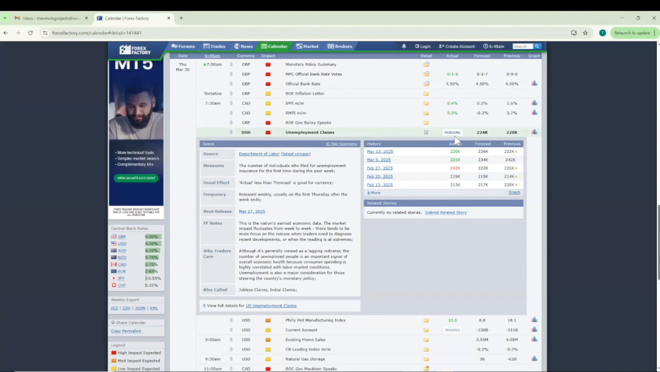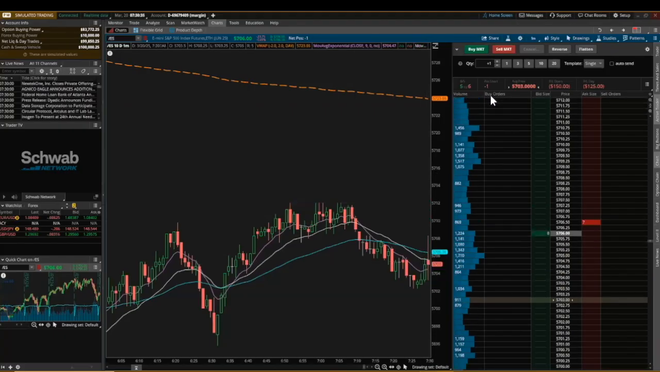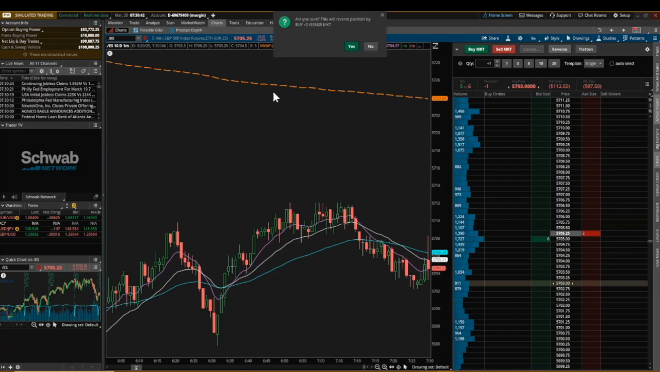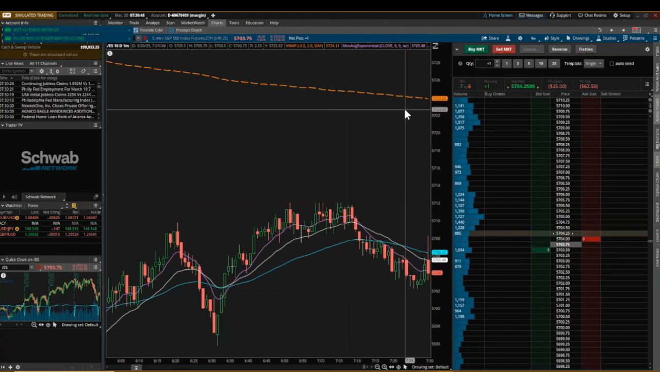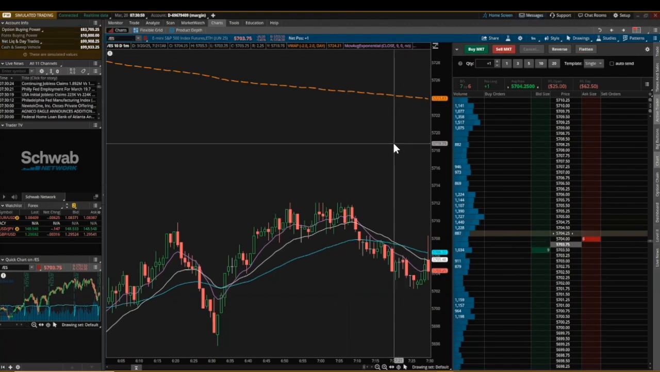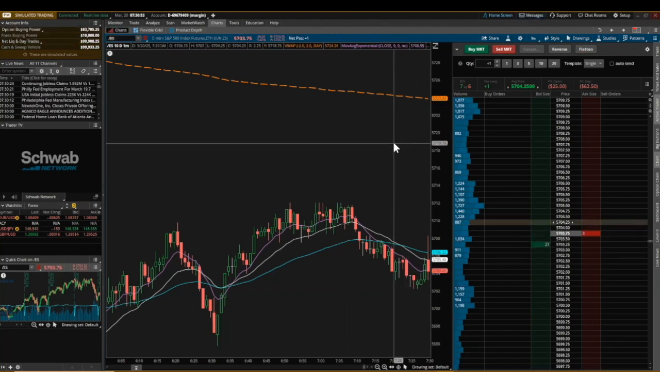Pending, pending, pending. And remember, this is unemployment claims. So if it's more than 224,000 and it's 223,000, so it's close. Okay, so it's not. So then I will reverse. Yes. So it's not as bad. So now we are long because the data wasn't that bad.